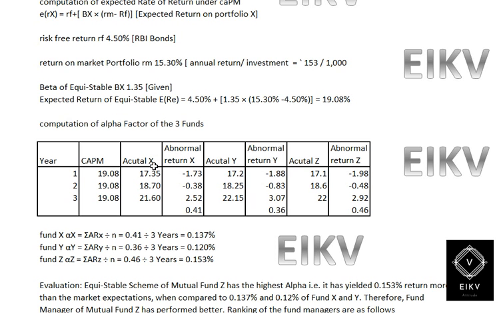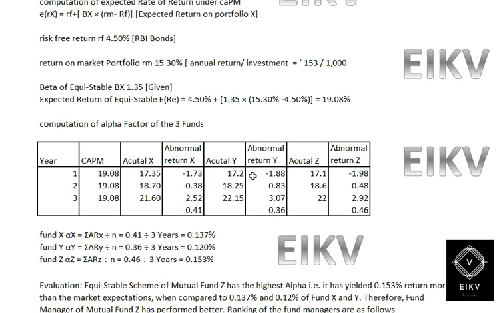Actual minus CAPM will give you the difference, which means 17.35 minus 19.08 will give you negative 1.73, and 18.7 minus 19.08 will give you negative 0.38, and 21.65 minus 19.08 will give you 2.57. Therefore the total would be 0.41.